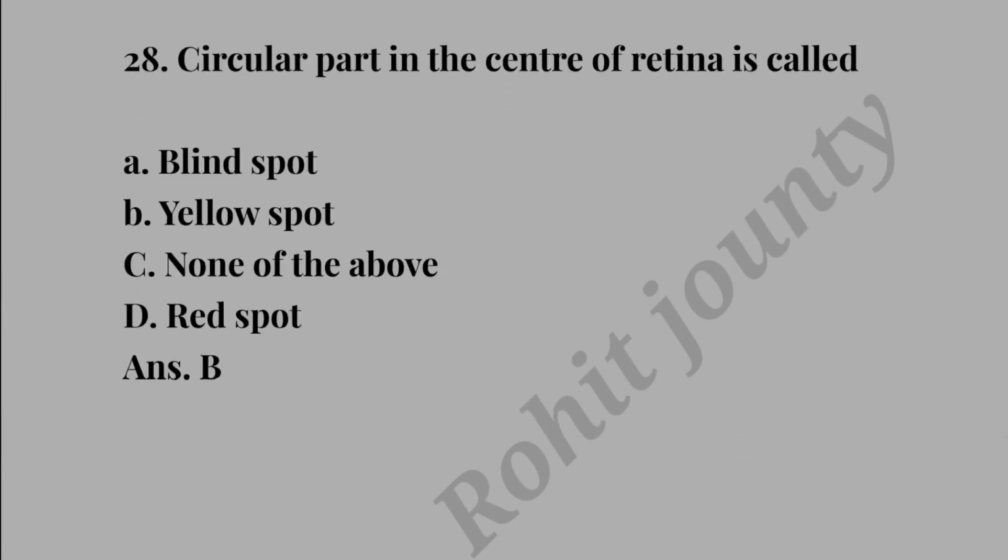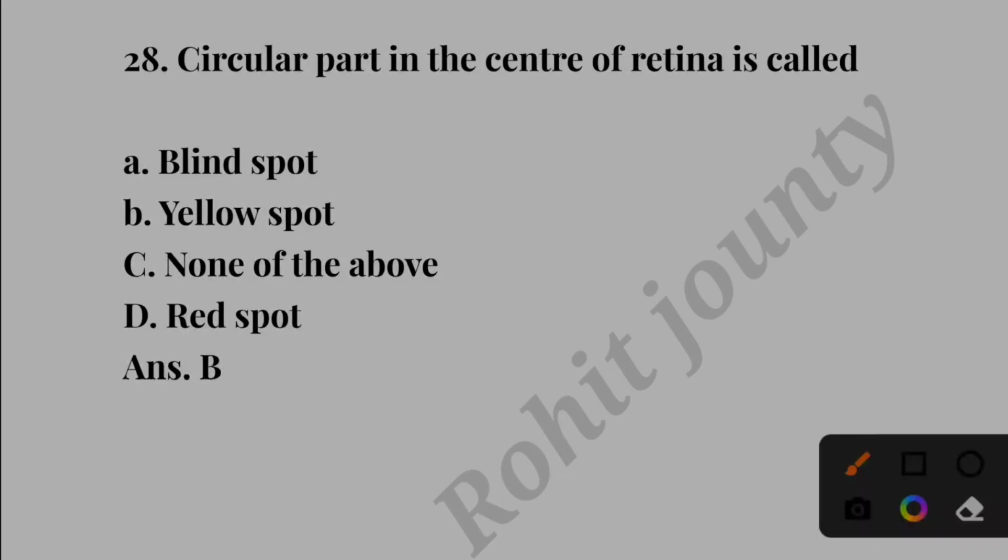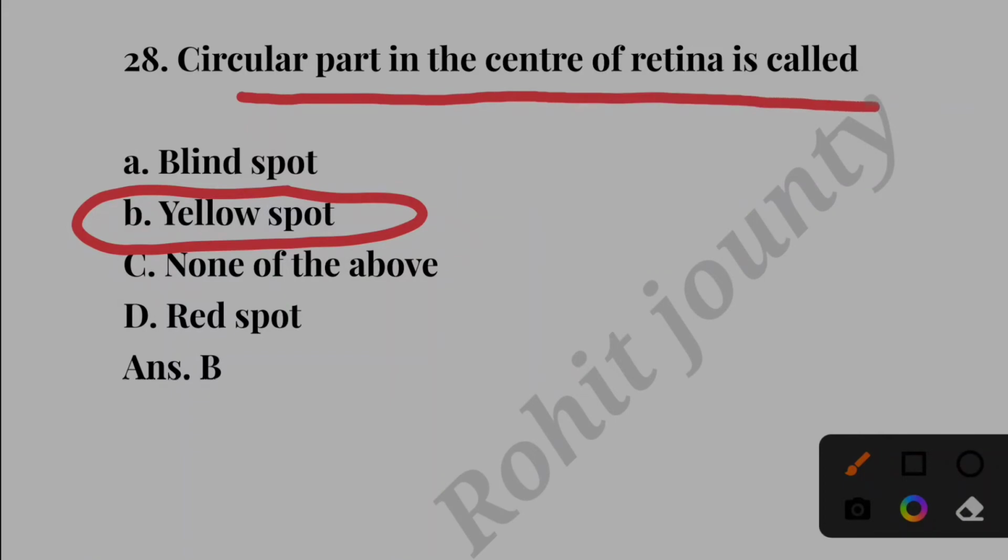Question number 28. Circular path in a center of retina is called: option A, blind spot; option B, yellow spot; option C, none of the above; option D, red spot. The correct answer is option B, yellow spot. Cylindrical part in the center of retina is called yellow spot. Option B is the correct answer.